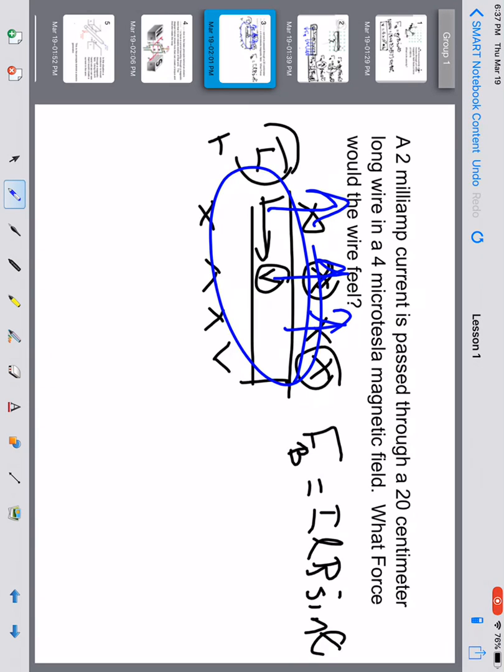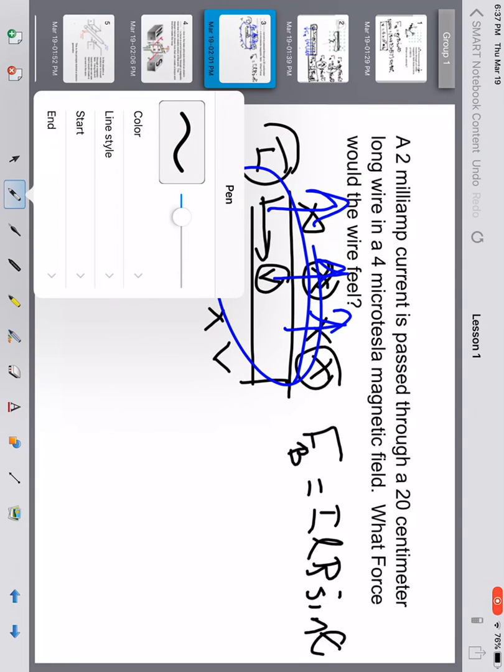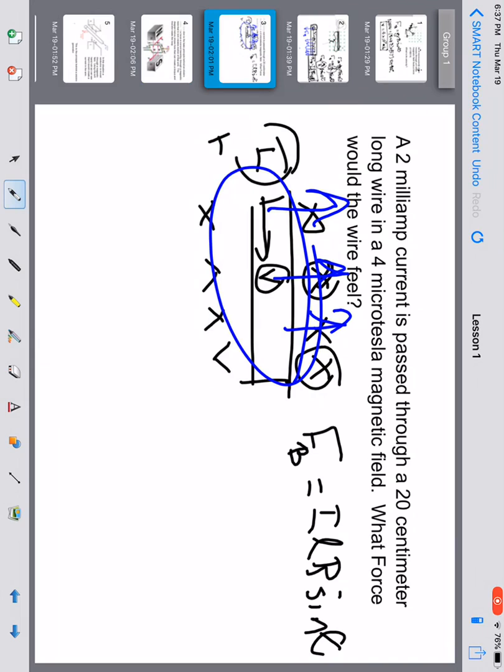Okay, so now we go back to our pen. Let's do the calculations. Now we got FB equals, now 2 milliamps, so remembering that this is 2 times 10 to the negative 3 amps. L, well, it's 20 centimeters, so that's going to be, remember, 0.2 meters, because everything has to be in SI units. 4 microtesla, so of course we're going to run out of room here, go figure.